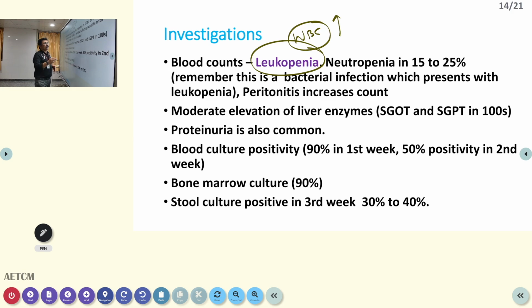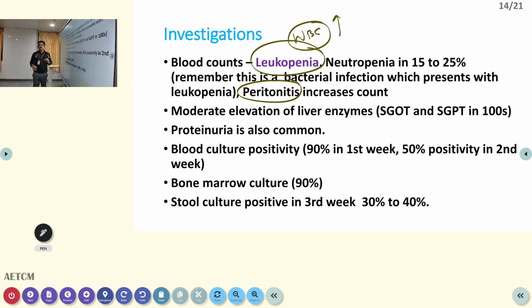But remember, peritonitis again increases the count, like we discussed with the pulse rate. Relative bradycardia will disappear and the patient develops tachycardia there. Here also the WBC count can increase. So if you are treating a patient who is having enteric fever and you are seeing a rise in the count, then remember the patient might have developed peritonitis.